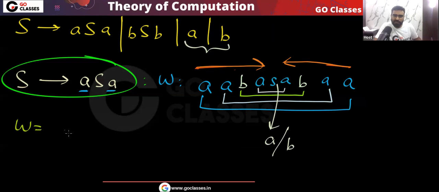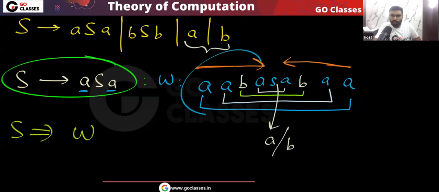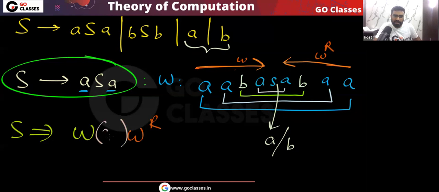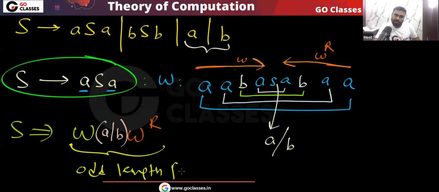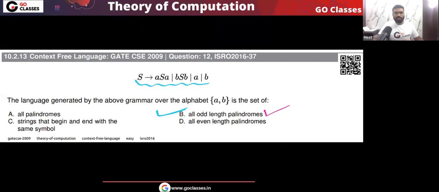So this type of strings I am getting where I have palindrome w. Remember, from this S I am getting this type of string. I have this w, let's call it w, and this is w reverse. But in between, at the end, this S I can replace with a or b. Either I can replace with a or I can replace with b. So this will give me odd length palindromes. Understood? So this is your answer. I hope you understood. Final answer will be odd length palindromes.